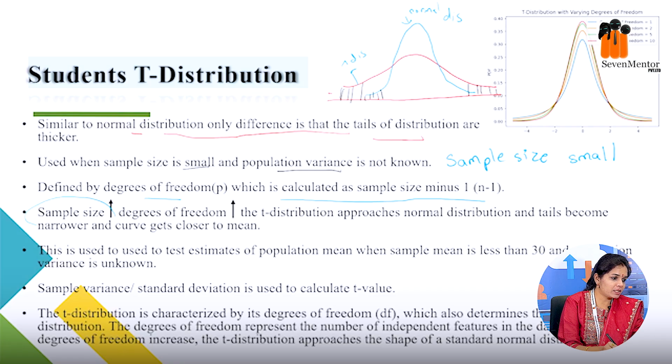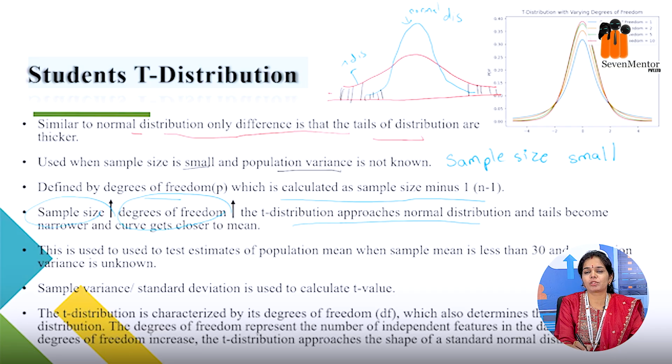As the sample size increases, the degrees of freedom increase. This is an important concept. The T distribution approaches the normal distribution. What is the ultimate aim? To get the normal distribution. So if we increase the sample size, the degrees of freedom will also increase, and then we will get the normal distribution. So the tails will become thinner, and the curve gets closer to the mean. See here, this is our mean, the curve is closer, and this curve is wider.